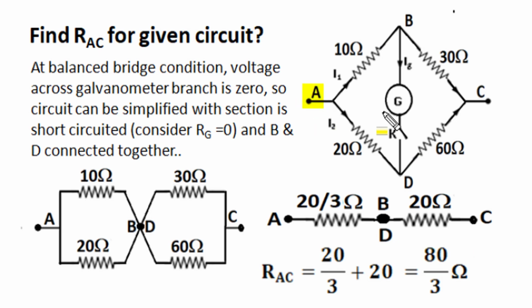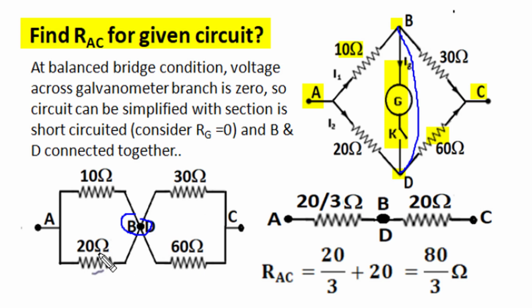To find out resistance across A and C, we can analyze this circuit in a second manner, as this product of 10 and 60 and 20 and 30 is equal. That means this is a balanced Wheatstone bridge, and there is no current flow across galvanometer section, and potential of B and potential of D is identical. Identical potential points can be connected together, and when we connect B and D together, we short circuit this BD section, then we will find that this 10 ohm and this 20 ohm come in parallel to each other. Similarly, 30 and 60 become parallel to each other.